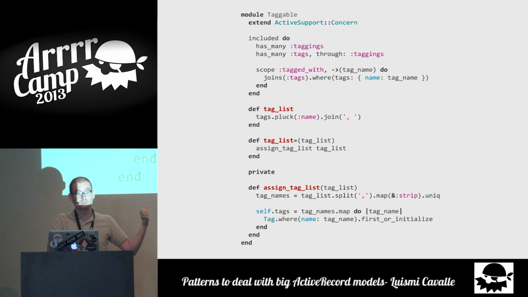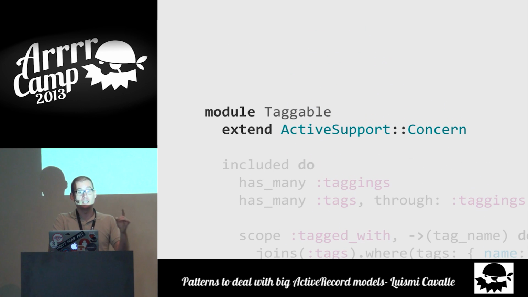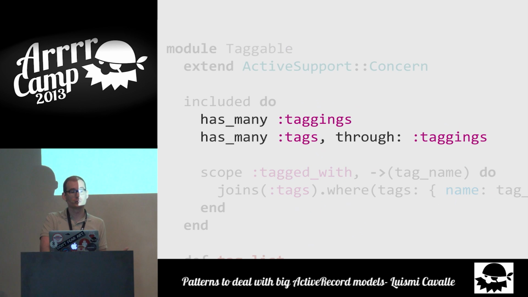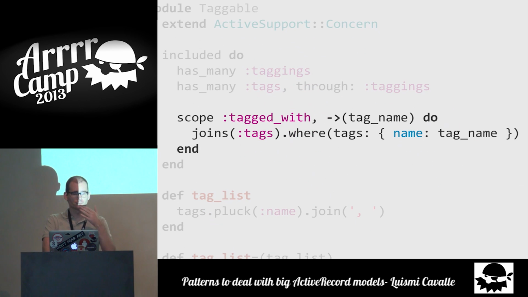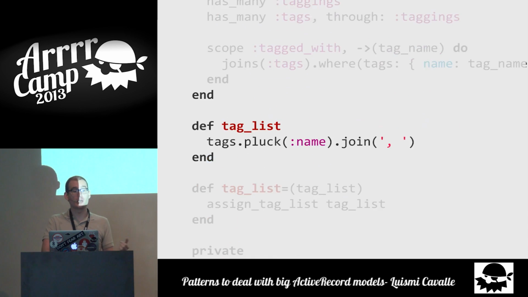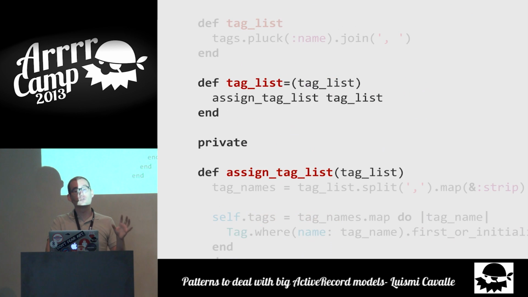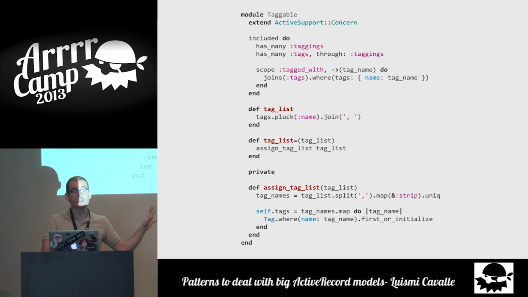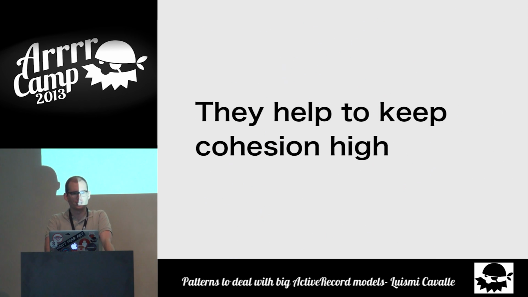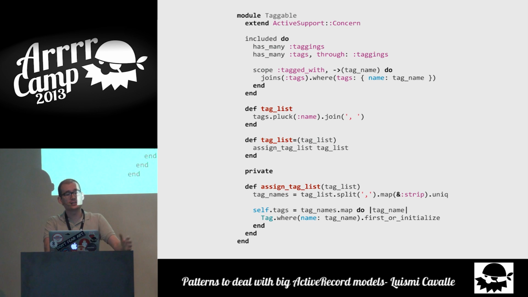In the module, we have moved the has manys, the scope, the virtual attributes, the private method. You know, everything related to tags is now in the same place. The first benefit that we get from using concerns like this is that they help us to keep the cohesion of our domain model high. That means that basically, by extracting all the tagging logic to a module, we no longer have the problem of the vertical distance that we had before.